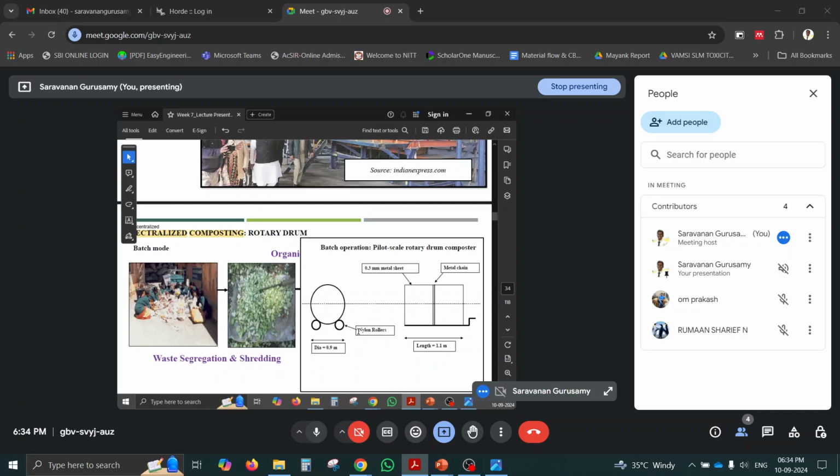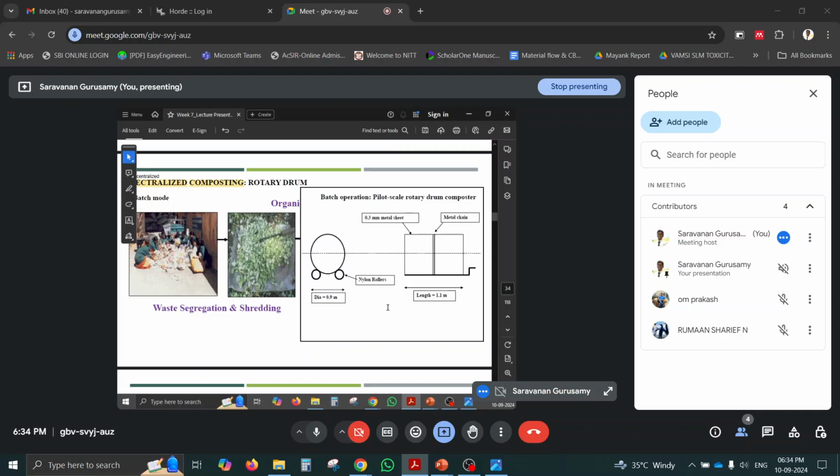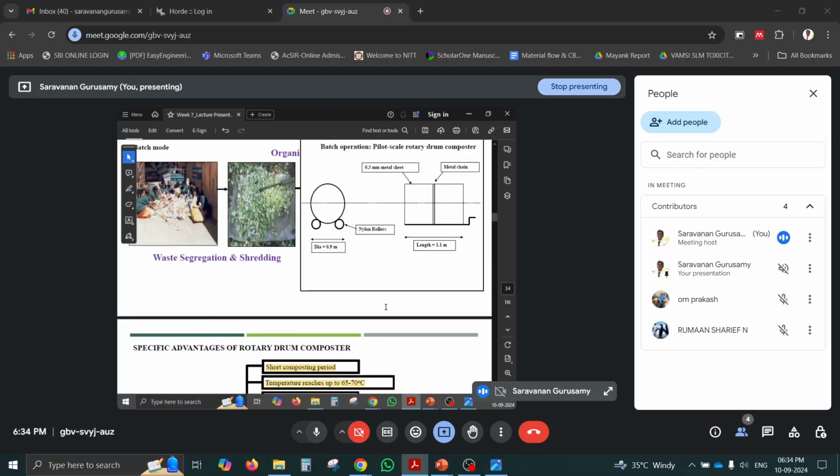That will be fed into the pilot scale rotary drum of around 0.9 meter diameter and a length of 1 meter, with a metal chain. It is made up of metal sheets because the waste may have some sharp edges, so it should be handled with a metal sheet. It can be manually rotated. We can rotate the drum, and the composting will be happening inside the drum itself.